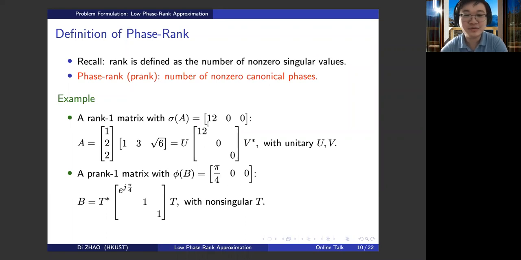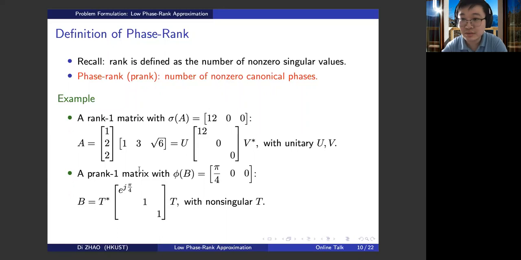So let's see a simple example. Here we have a rank 1 matrix and a Planck 1 matrix. This rank 1 matrix can usually be written as a column times a row, or in this singular value decomposition form. We put the singular values in the diagonal. We see that the first one is non-zero and the remaining two are 0. So it's a rank 1 matrix.